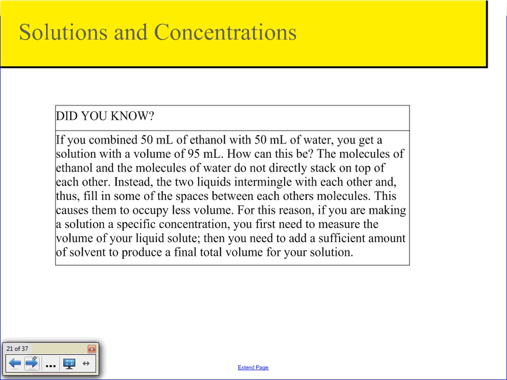All right. Here's a little fun fact. If you combine 50 milliliters of ethanol with 50 milliliters of water, you get a solution with a volume of only 95 milliliters. But how can this be? It is because the molecules of ethanol and the molecules of water do not directly stack on top of each other. Instead, the two liquids intermingle with each other and thus fill in some of the spaces between each other's molecules. This causes them to occupy less volume. And for this reason, if you're making a solution of a specific concentration, you first need to measure the volume of your liquid solute, and then you need to add a sufficient amount of solvent to produce the final total volume of your solution.